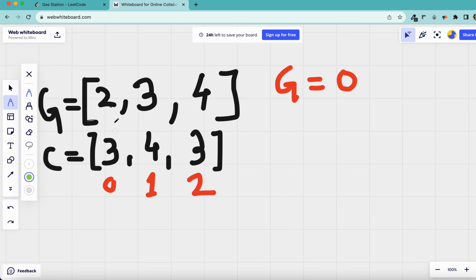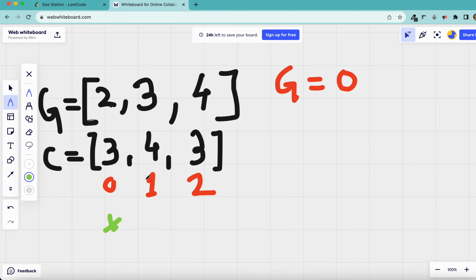Now this is my amount of gas and this is the amount of cost. Since my cost is greater than my gas, my gas tank is initially 0, and if I add 2 to it, but I have to use 3 to go from 0 to 1, which is not feasible, right? It will become less than 0. So this 0 position is not a feasible solution.